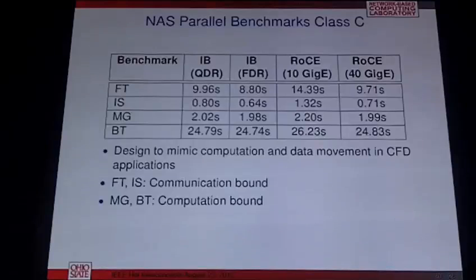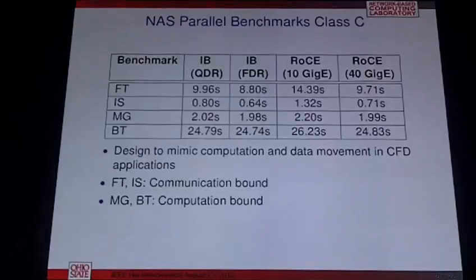If we look first at the results of MG and BT, we can see that between the different networks, there is no big difference, except, of course, for RoCE 10GigE, because this network is slowing the communication, giving a higher execution time. But except for 10GigE, we have something very similar.